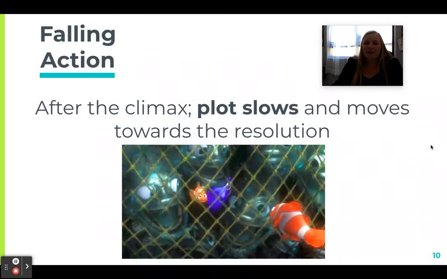After the climax, we have the falling action. This is when the plot slows down and we're starting to move towards the resolution. Usually, there's not too much falling action in the story, so not too much falling action to pick out of Finding Nemo either. The only piece of falling action is when Marlin and Nemo are reunited, but Nemo and Dory are stuck in the tuna net and they have to work together to get out. That's part of the falling action.